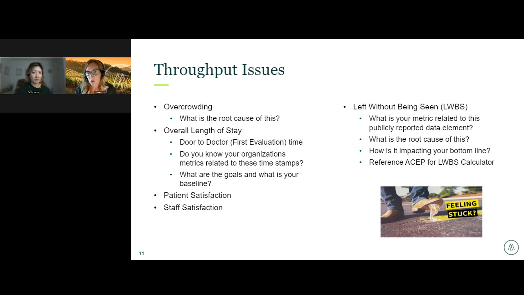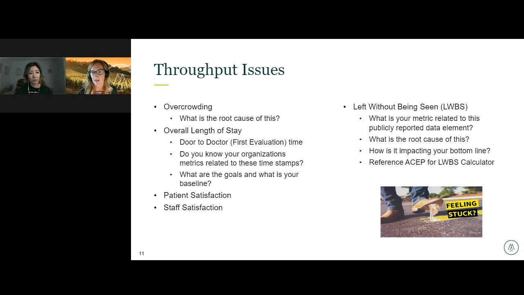That is a publicly reported metric on the CMS website. So I'm sure most of you folks know what that is. And if you don't know what that is, that's something that I would encourage you to know. The CMS website, of course, is in the arrears. I think it's at least a year, so you might have improved those metrics by now. But that is really important to continue to measure.